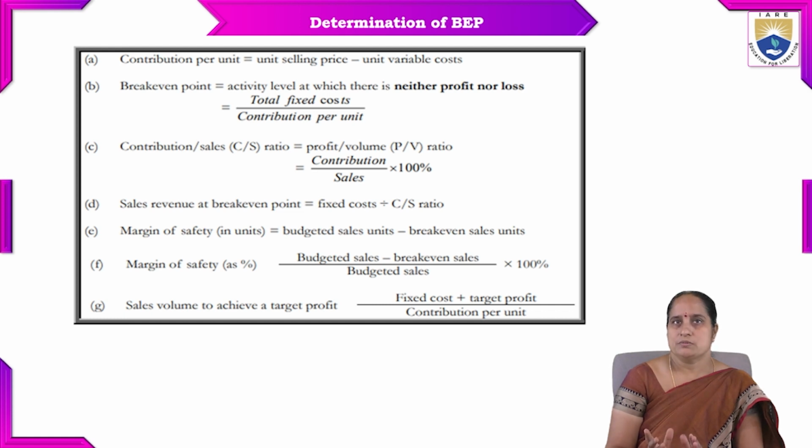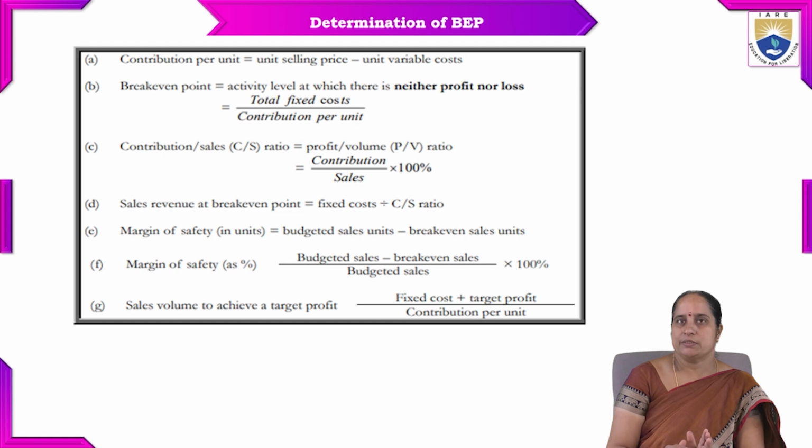Then contribution to sales ratio, or C by S ratio, which is also known as PV ratio, profit volume ratio, is derived as contribution divided by sales into 100%. Then sales revenue at break-even point is calculated by fixed cost divided by PV ratio.